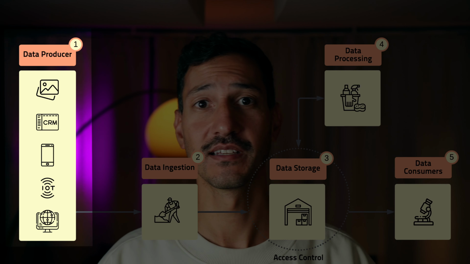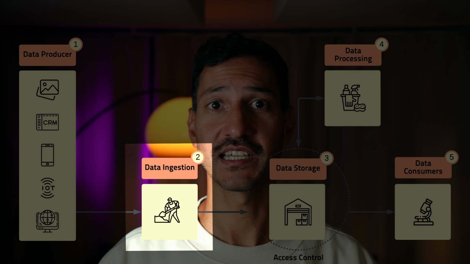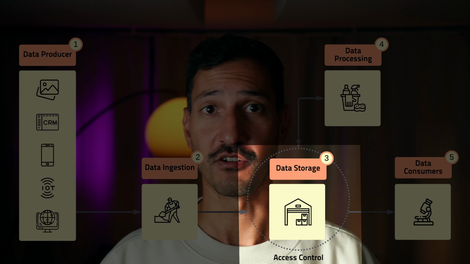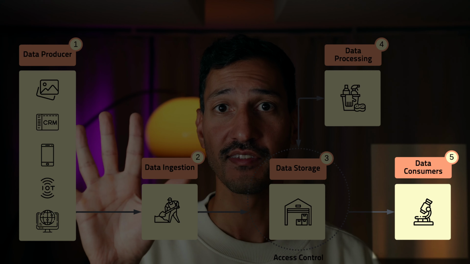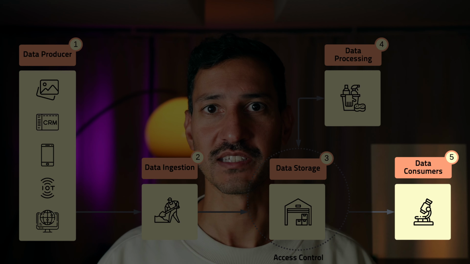Hi! Data architectures usually consist of 5 layers. These are first, data producers, second, the data ingestion layer, third, data storage layer, fourth, data processing layer, and fifth, usually multiple data consumers. In this video, we'll briefly present these 5 layers and talk about some of their key characteristics. Let's start.